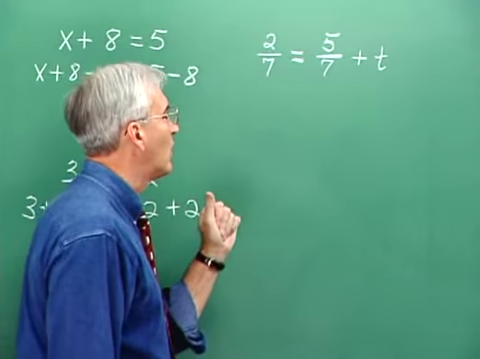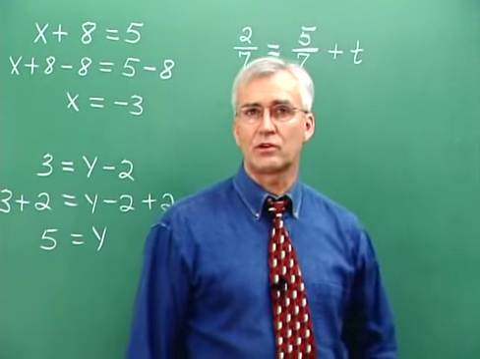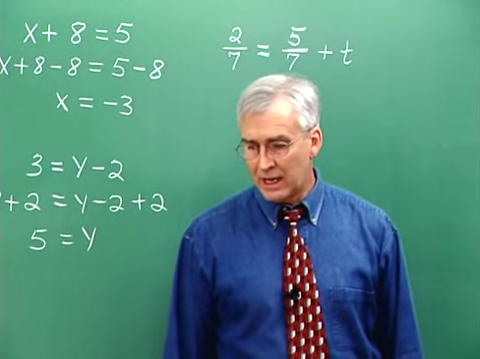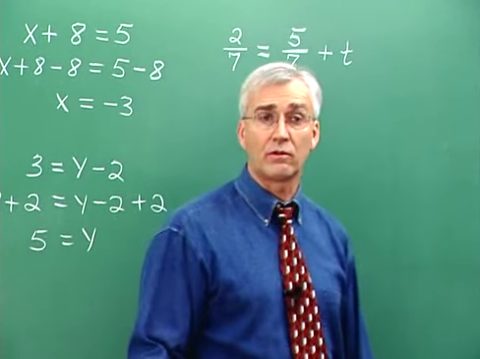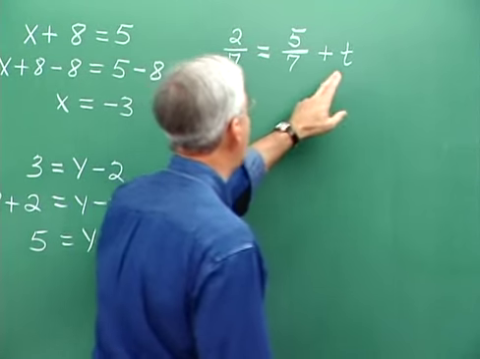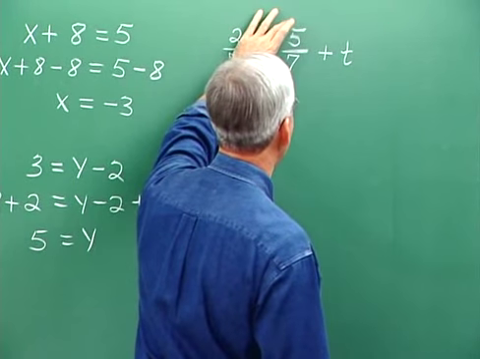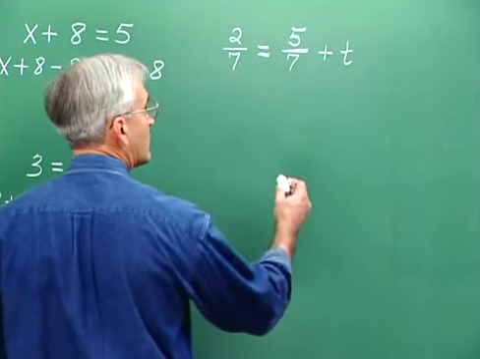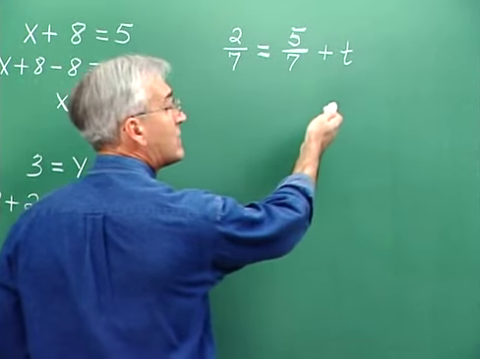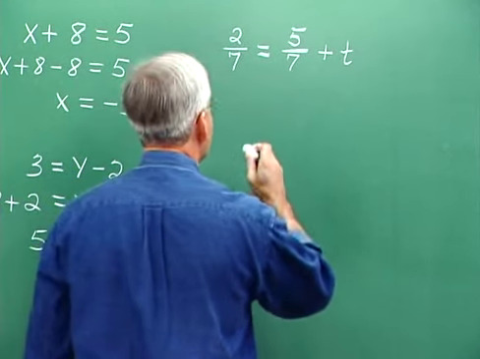When fractions are involved, we can use the same strategy, it turns out. And when the fractions are simple, it's very easy to use the same strategy. For example, here we are trying to isolate the t, so we need to eliminate the 5/7. And to do that, we'll subtract 5/7 on the right. But if we subtract 5/7 on the right, we have to subtract 5/7 on the left.